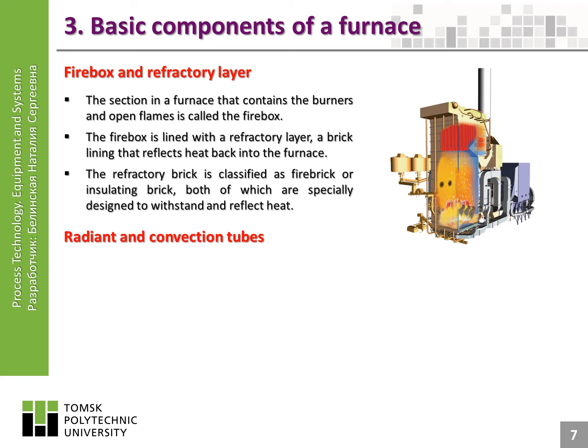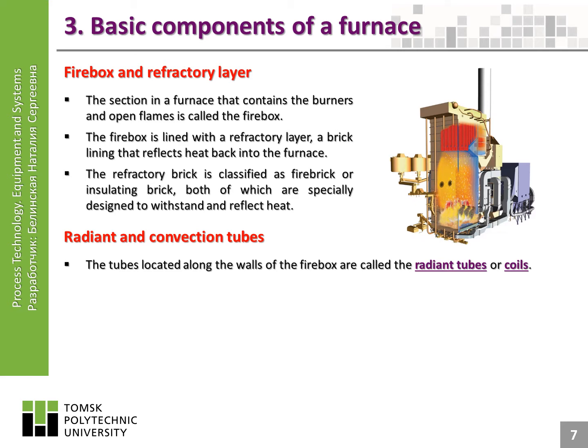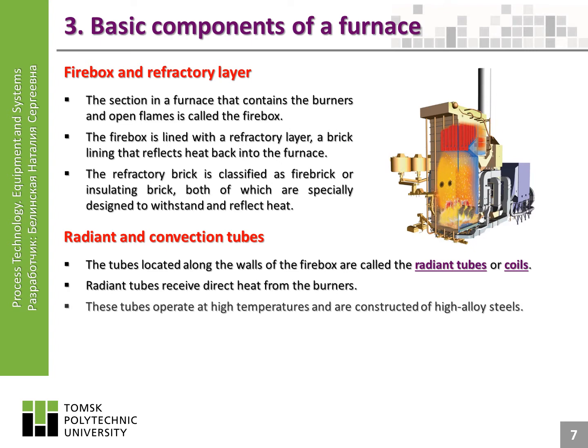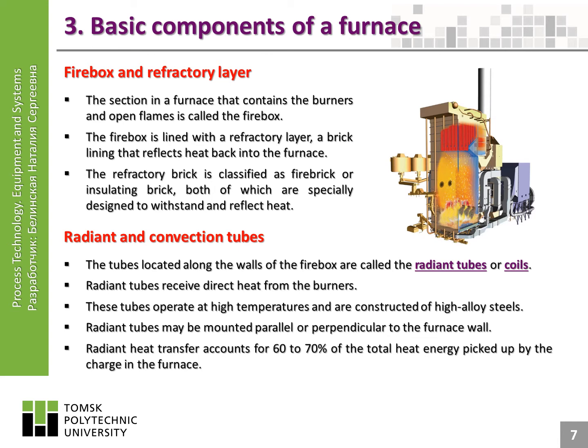Radiant and convection tubes. The tubes located along the walls of the firebox are called the radiant tubes or coils. Radiant tubes receive direct heat from the burners. These tubes operate at high temperatures and are constructed of high alloy steels. Radiant tubes may be mounted parallel or perpendicular to the furnace wall. Radiant heat transfer accounts for 60 to 70% of the total heat energy picked up by the charge in the furnace.